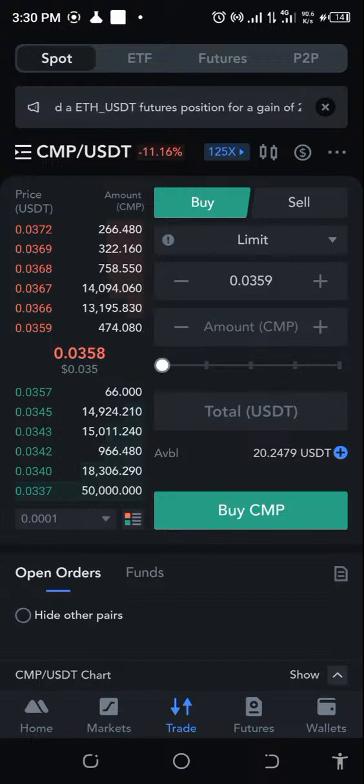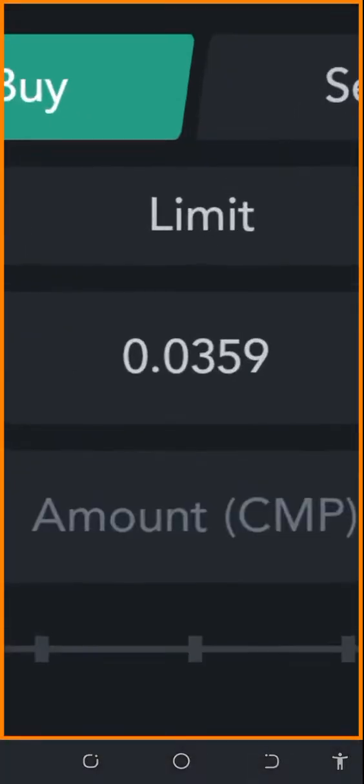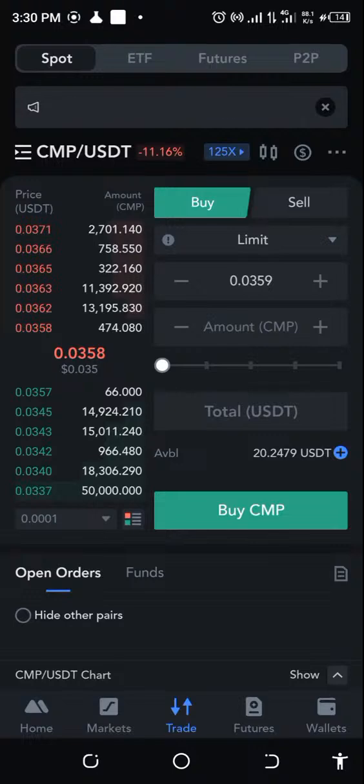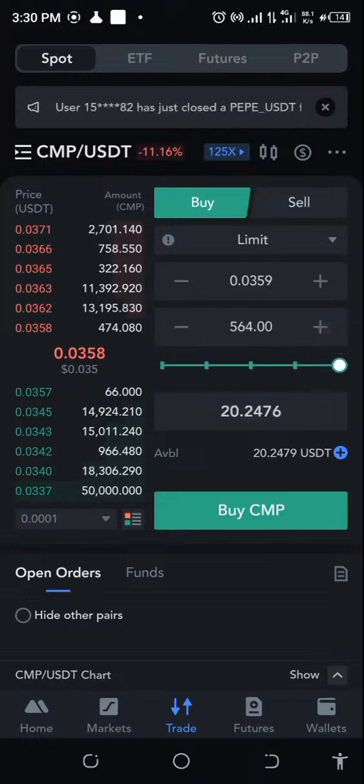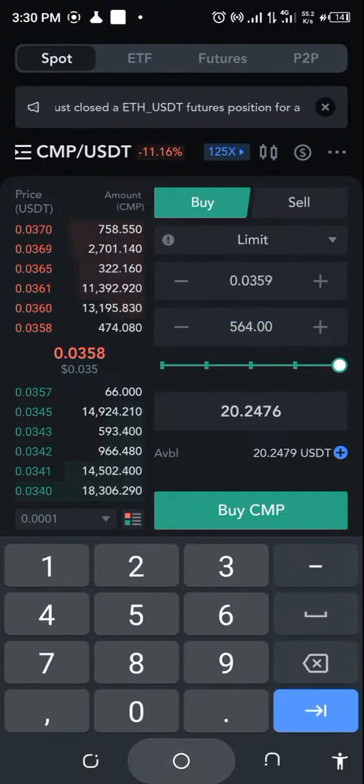Okay, so what do we have here? We've got CMP slash USDT. So let's quickly check what we've got here. The price is 0.0359. So let's see how much we can get. We have 564 pieces of CMP for the 20.247 that we have here. So let's just copy that and go check how much we can get on KuCoin.